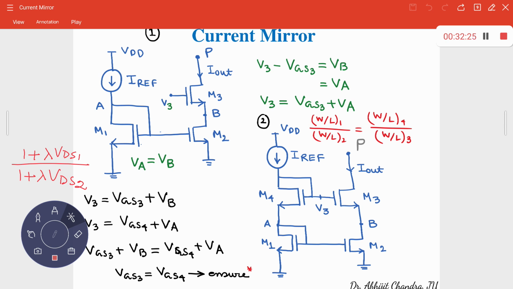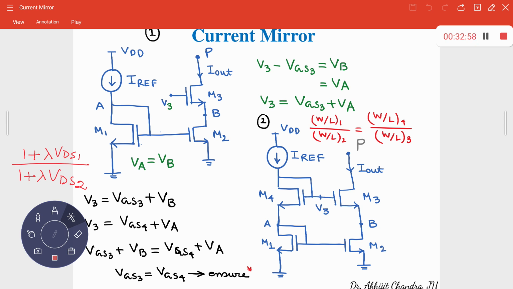What is the drain 2 potential? Potential at point B. So what I need to ensure is that VA and VB must be same. Now accordingly I have to select this particular value V3 because it is a cascode kind of thing. So what is V3? V3 minus gate source 3 is equal to VB. VB is basically the source potential of M3 or the drain potential of M2. So V3 minus VGS3 is equal to VB, that is equal to VA. Therefore V3 is equal to VGS3 plus VA.